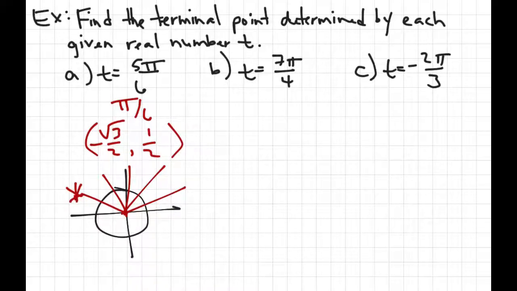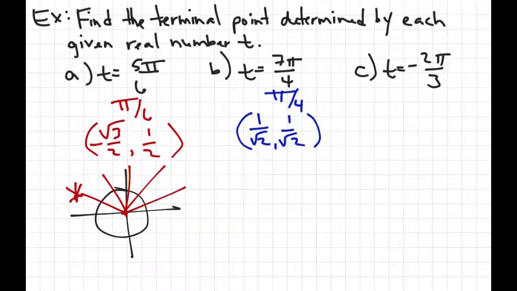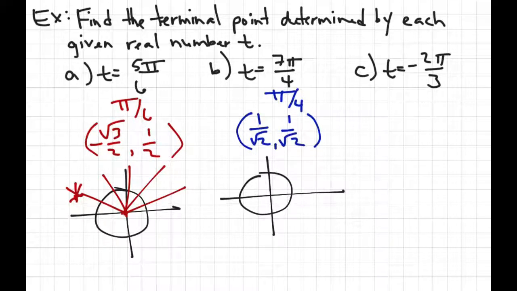I know that for B, 7 pi over 4, the reference is pi over 4. Therefore, it has to be some variation of 1 over radical 2, 1 over radical 2. The question is, should either of those be negative? Well, it depends on what quadrant 7 pi over 4 is in. So 1 pi over 4, 2 pi over 4, 3 pi over 4, 4 pi over 4, 5 pi over 4, 6 pi over 4. Here's 7 pi over 4 in quadrant 4. In quadrant 4, y is negative.